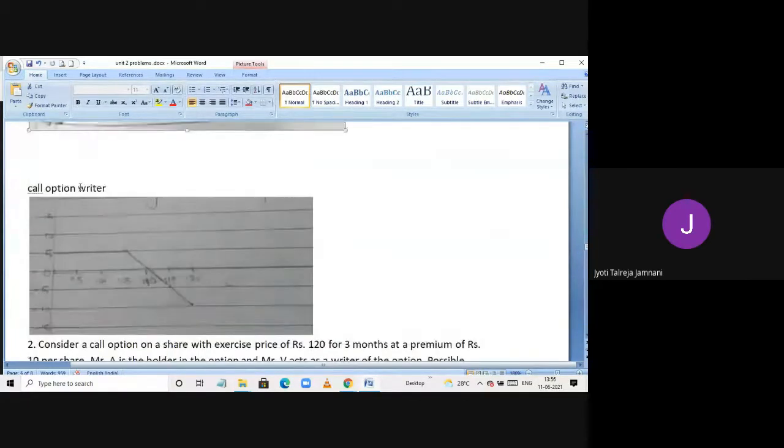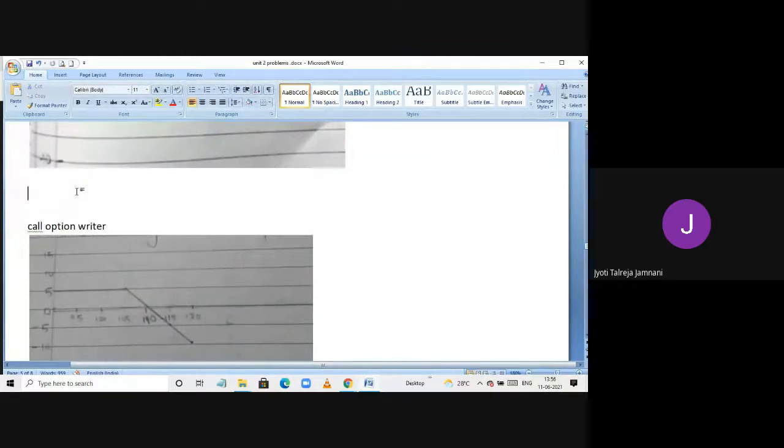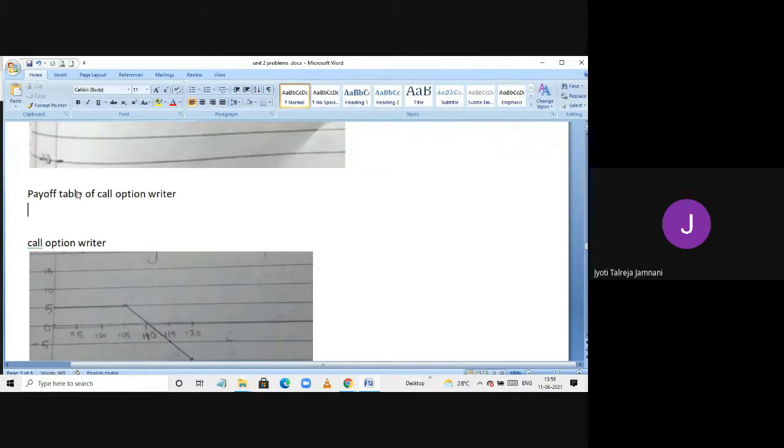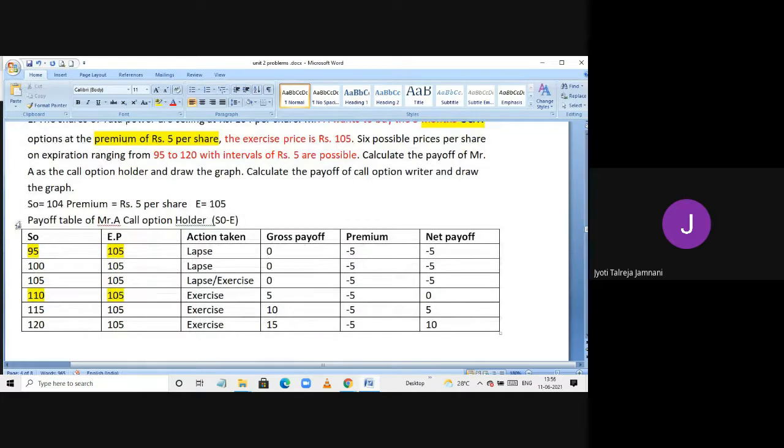So, payoff table of call option writer. The same table.